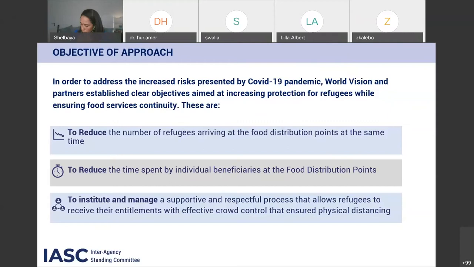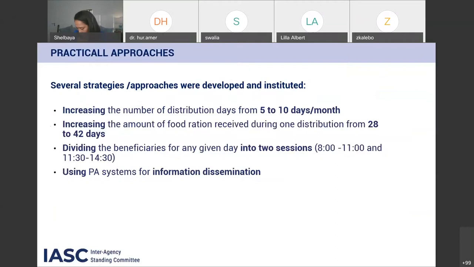Now, to attain these objectives, we had several approaches. The approaches we had to put in place include increasing the number of food distribution days. Initially, we used to distribute food for 5 days. So we had to extend the number of distribution days from 5 to 10 days per month for one community. Since for Nyarugusu we have 2 communities, it had to last for 20 days instead of 10 days.